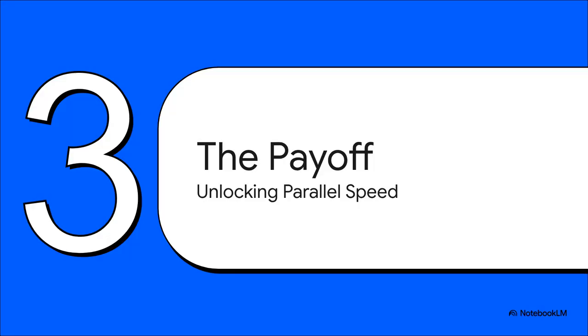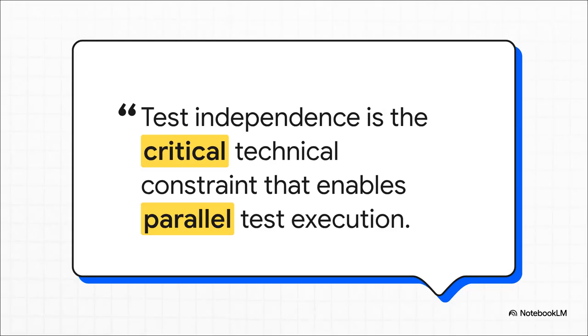So, we've done all this work. We've built our isolated booths. Why? What's the huge reward? Sure, reliability and easier debugging are awesome wins. But the ultimate prize, the real game changer, is raw, unadulterated speed. And this quote says it all. You cannot, and I mean you absolutely cannot, reliably run your tests in parallel if they aren't independent. Test isolation is the non-negotiable golden ticket to the world of parallel execution.